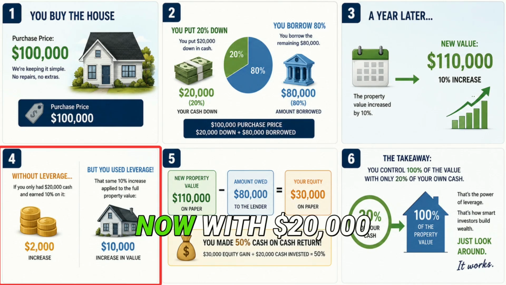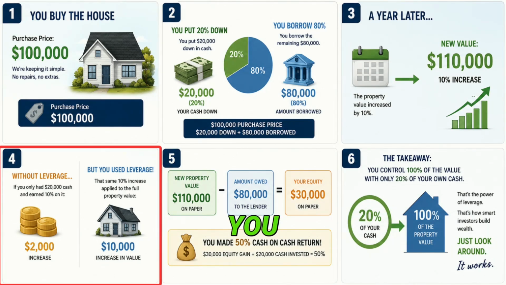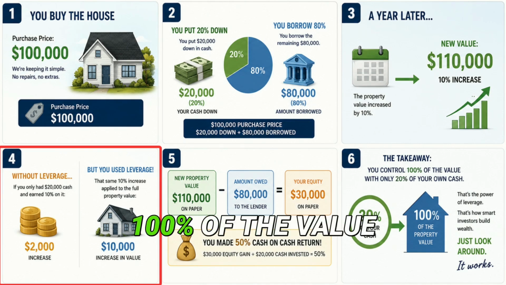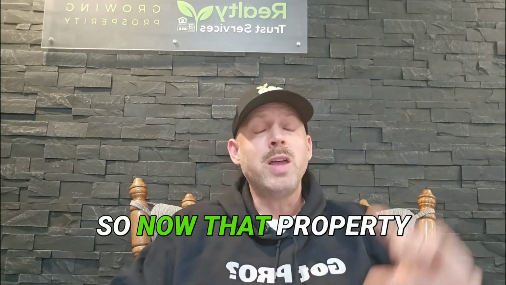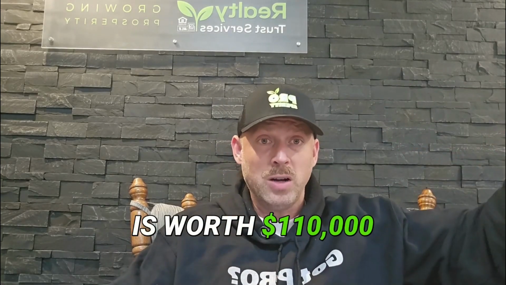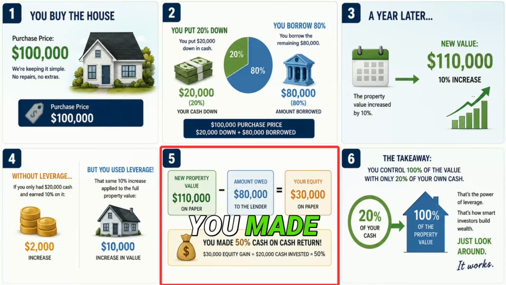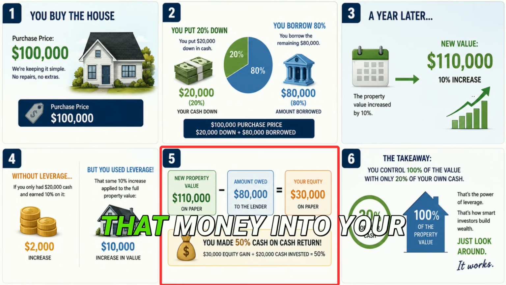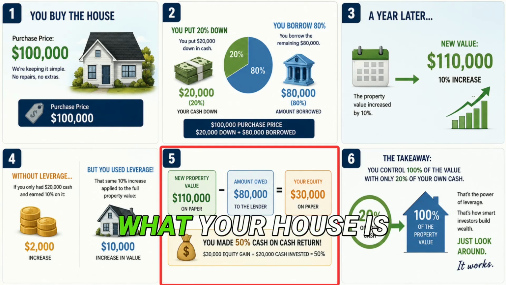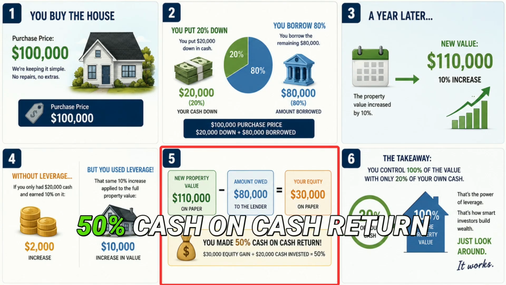You leverage. So now with $20,000, or 20%, you control 100% of the value of that property, and you get the full benefit of the increase. Now that property is worth $110,000. On paper, you made 50% cash on cash. In equity, in other words, you haven't pulled that money back into your bank account, but looking at what your house is valued at in that moment, it's a 50% cash on cash return.